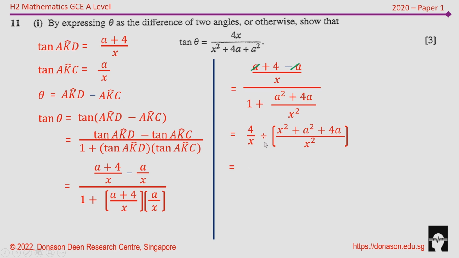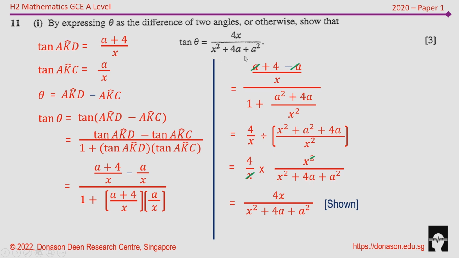Right? So now we have a division symbol, so we need to convert it into a multiplication. Of course, when you convert a division to a multiplication, the fraction that follows should swap the numerator and denominator. So it's going to become x squared over x squared plus 4a plus a squared. Here I've got an x, here I've got an x squared, so I can simplify the x with the x squared to leave me just an x. So 4 times x is going to turn into a 4x on the numerator, and the denominator is x squared plus 4a plus a squared, as needed to be shown in that question. When you show that, you will get your 3 marks. So there we have it.